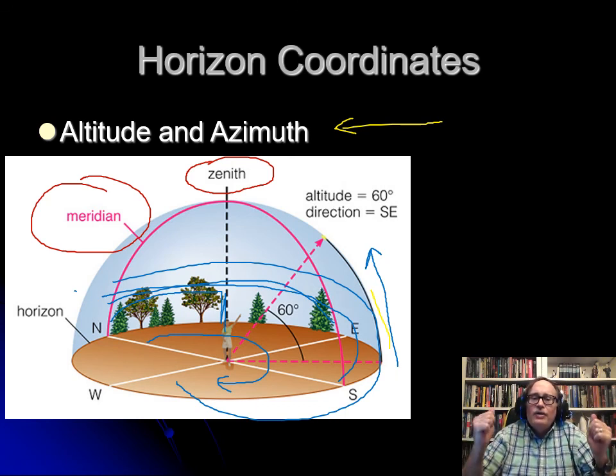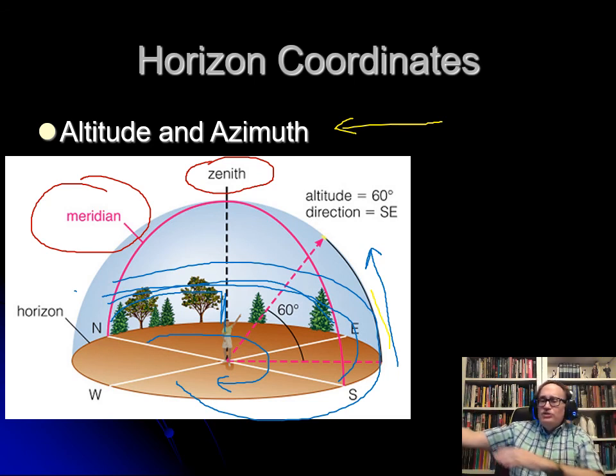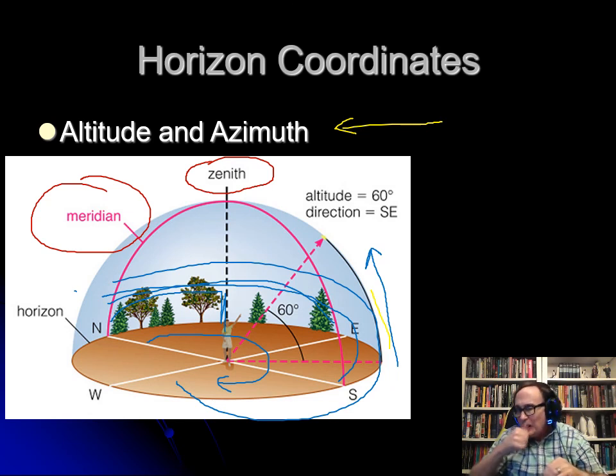Now, the problem is all the coordinates change over time, as the stars rise and set, the altitude and the azimuth change. It depends what time it is. It'd be really nice if we had a coordinate system that did not change. And it turns out we do. It's called the celestial coordinates, or right ascension and declination. So that'll be our next topic, those kind of coordinates.